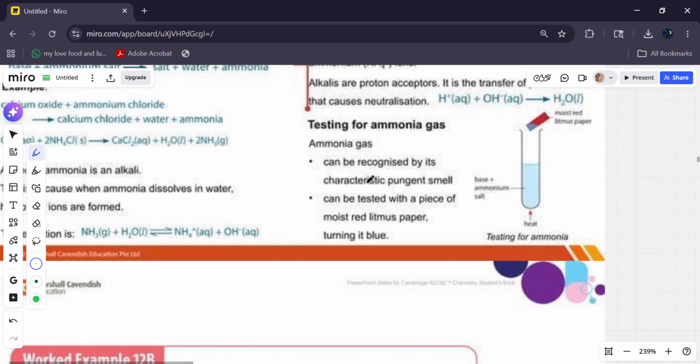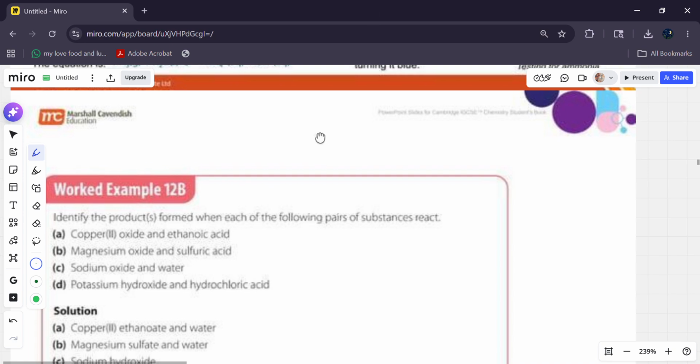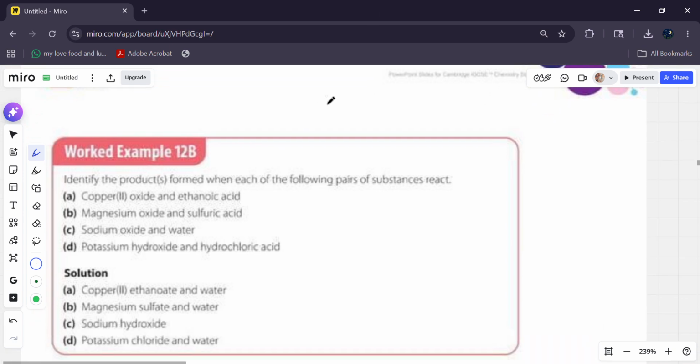Let's move on to a worked example. Identify the products formed when each of the following pairs of substances reacts: copper(II) oxide and ethanoic acid, magnesium oxide and sulfuric acid, sodium oxide and water, and potassium hydroxide and hydrochloric acid. Now this one, copper(II) oxide and ethanoic acid forms copper(II) ethanoate and water. This is salt and water.